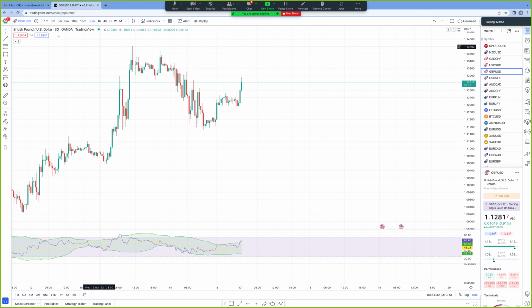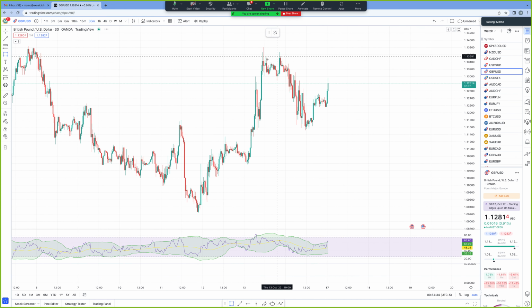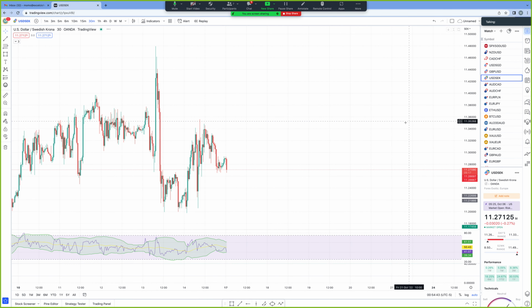GU. Just mark up this zone right here. USD SEK.